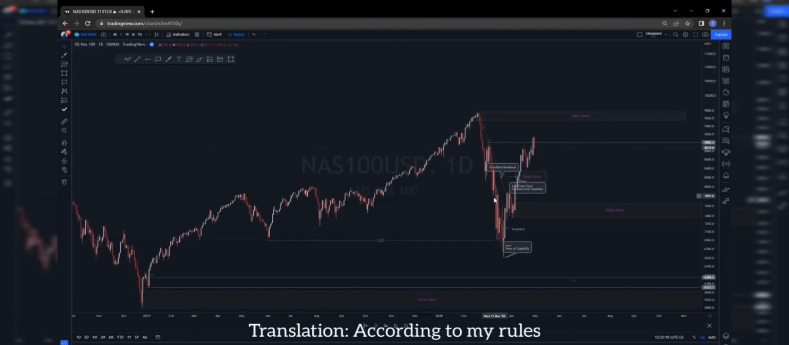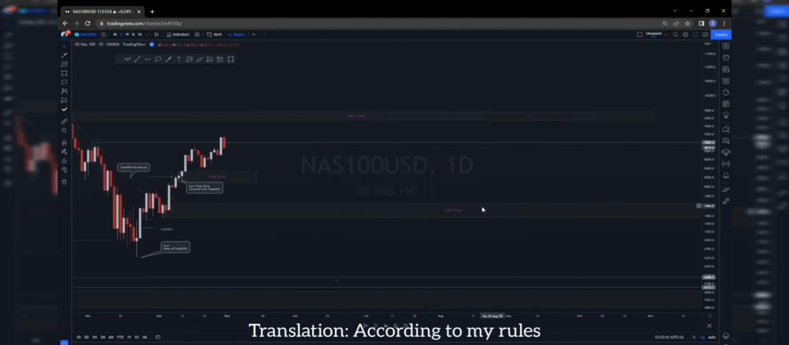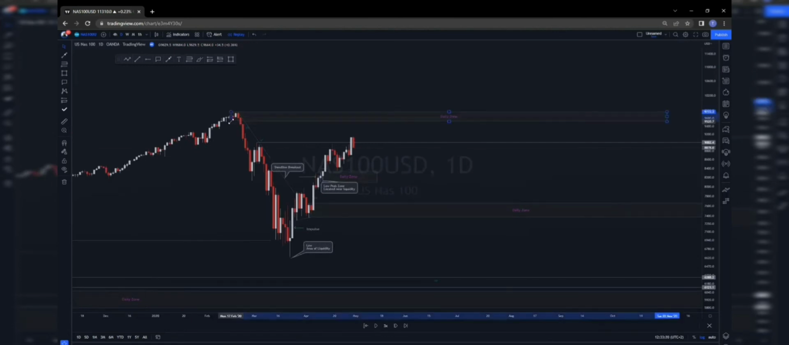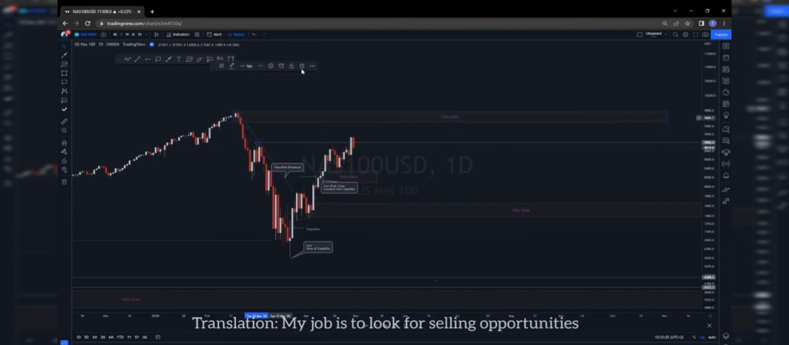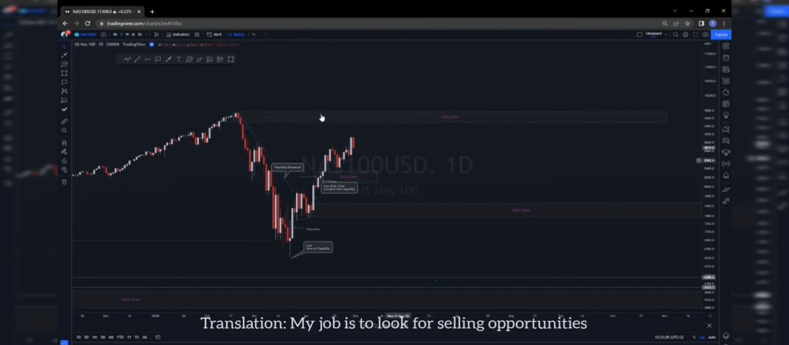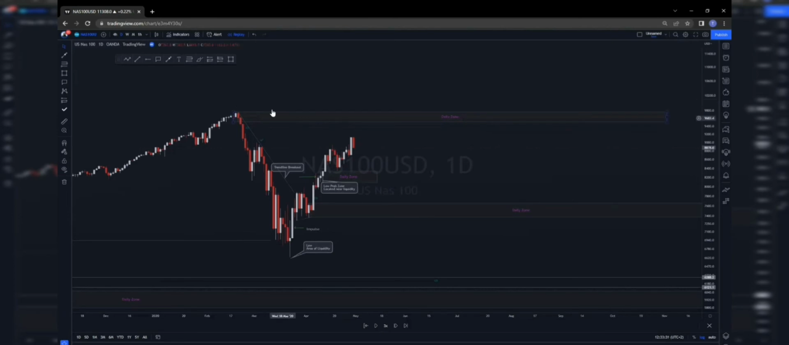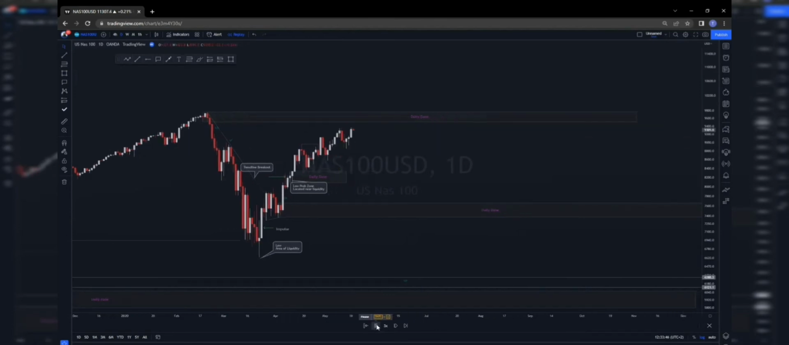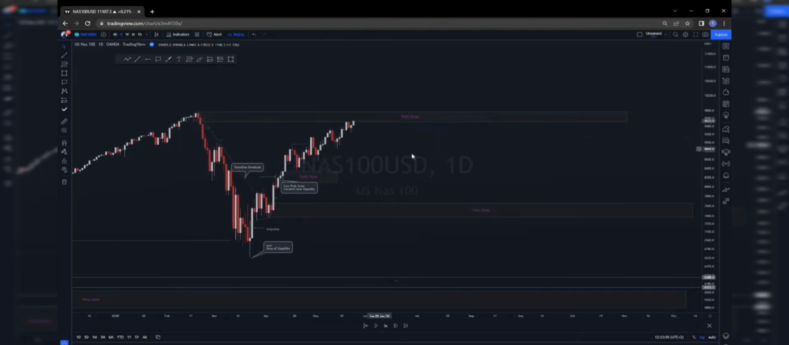So according to the rules, I have no incentive to be looking for buys, even though there's a buy opportunity, unless the market breaks through this high. So for now, I mandate the sell, but we have to go further up, right? So the zone has been triggered.